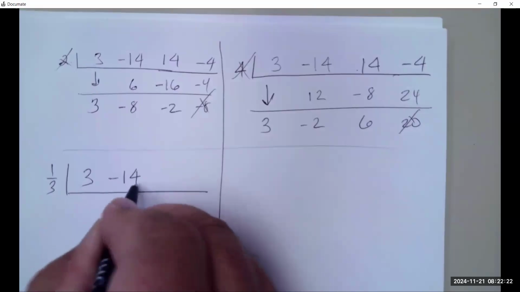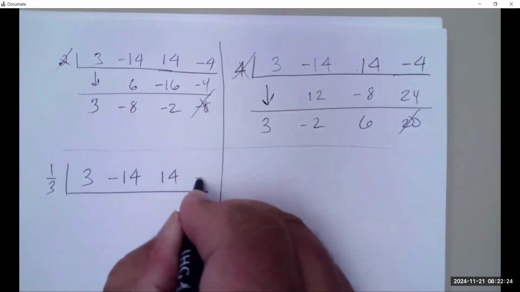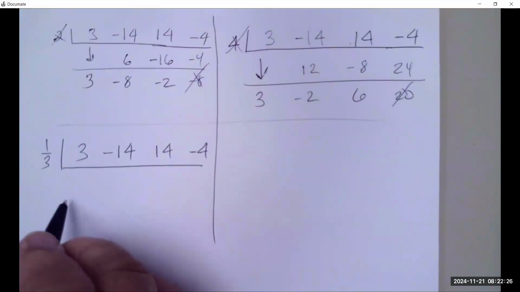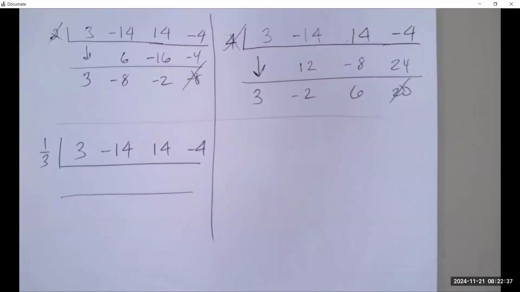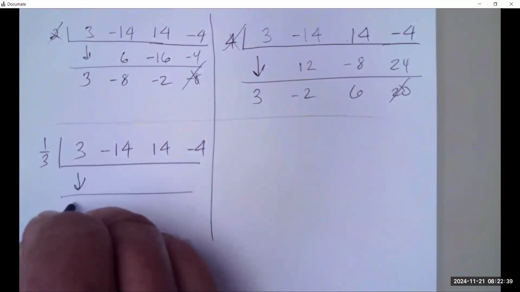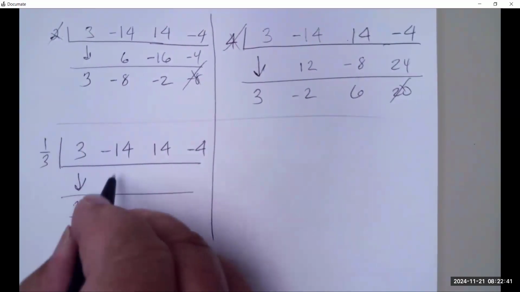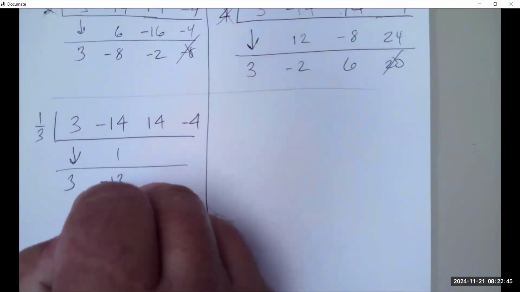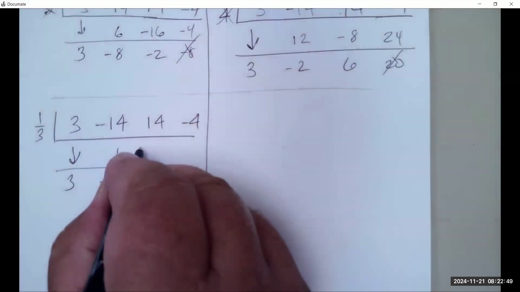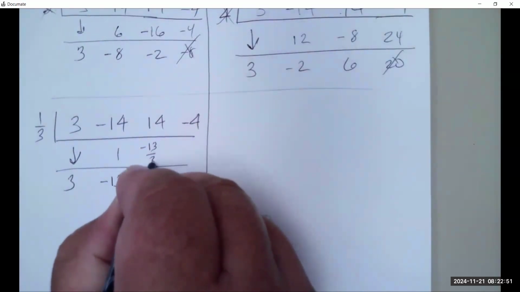3, -14, 14. You see how synthetic division, I mean, it's a very powerful tool. It's a lot faster doing divisions, and it's much faster than plugging in numbers into equations. So bring down the first term. 1/3 times 3 is 1. 1 minus 14 is -13. -13 times 1/3 is -13/3.